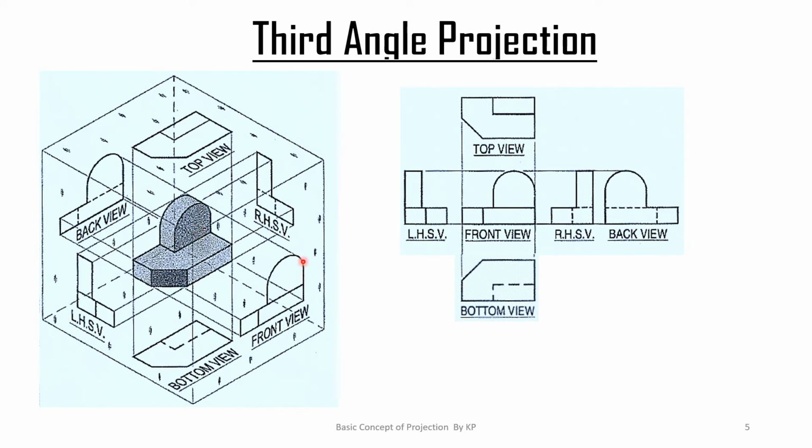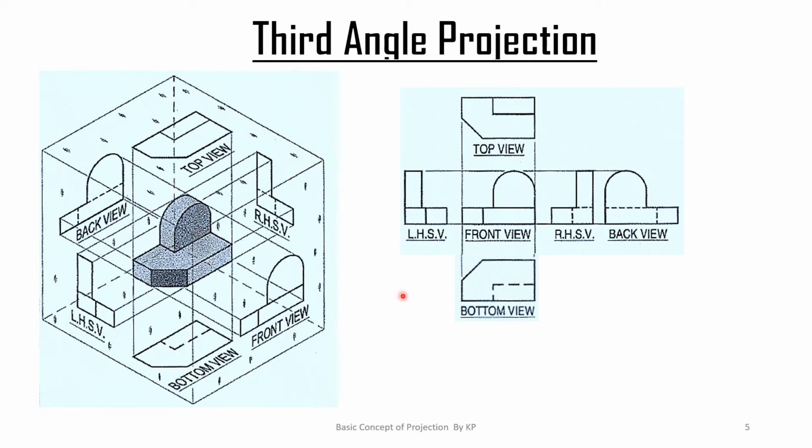And we assume that the observer is at an infinite distance, so that all the rays falling on the object are parallel, meaning the projectors are parallel and they are inclined at an angle of 90 degrees with the plane of projection. We also assume that all the planes are transparent.